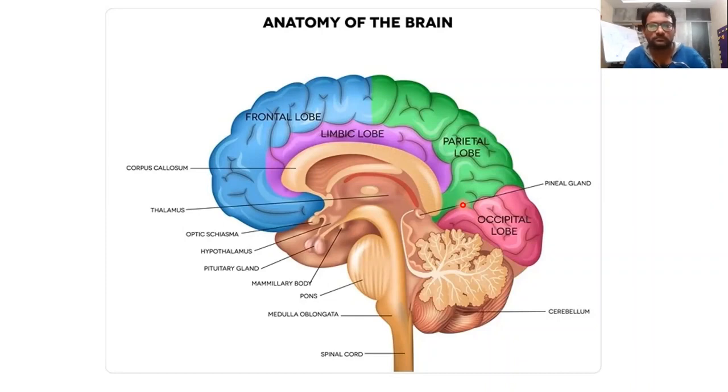So here you can see the corpus callosum, a band-like structure which is gluing the two hemispheres together. The left brain controls the right parts of the body, and the right brain controls the left parts of the body, so coordination brings both into action. So let's see the different parts.